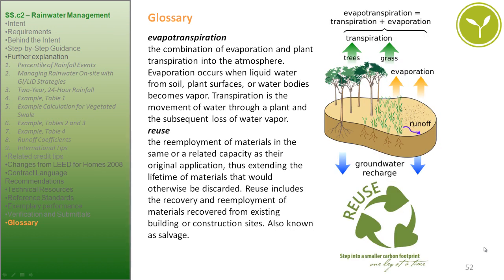Evapotranspiration: the combination of evaporation and plant transpiration into the atmosphere. Evaporation occurs when liquid water from soil, plant surfaces, or water bodies becomes vapor. Transpiration is the movement of water through a plant and the subsequent loss of water vapor. Reuse: the re-employment of materials in the same or a related capacity as their original application, thus extending the lifetime of materials that would otherwise be discarded. Reuse includes the recovery and re-employment of materials recovered from existing building or construction sites, also known as salvage.